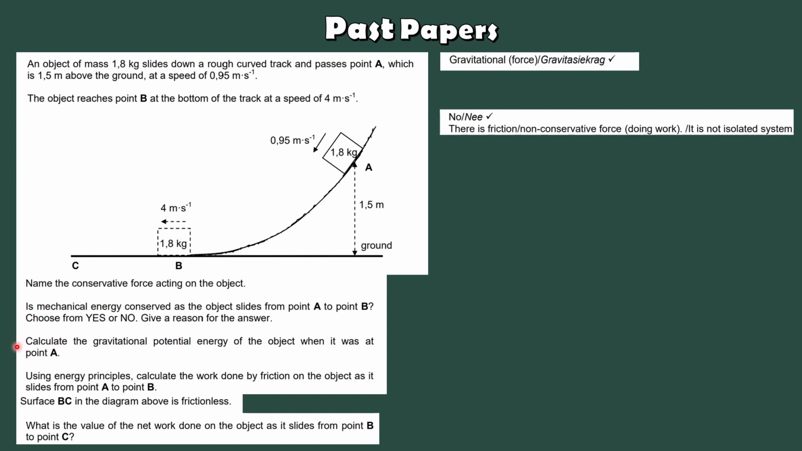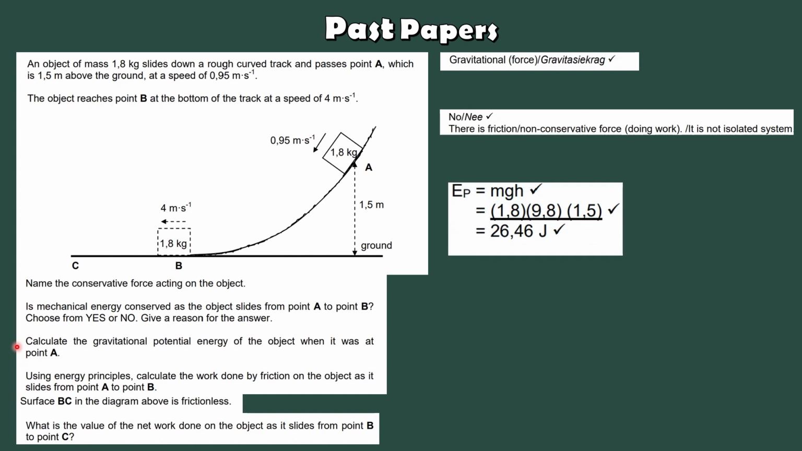The next question. Calculate the gravitational potential energy of the object when it was at point A. So basically you're working out your EP. You have everything. You have your 1,8, you have your 9,8 as your gravity, and you have your 1,5 because they tell you it is 1,5 meters above the ground.